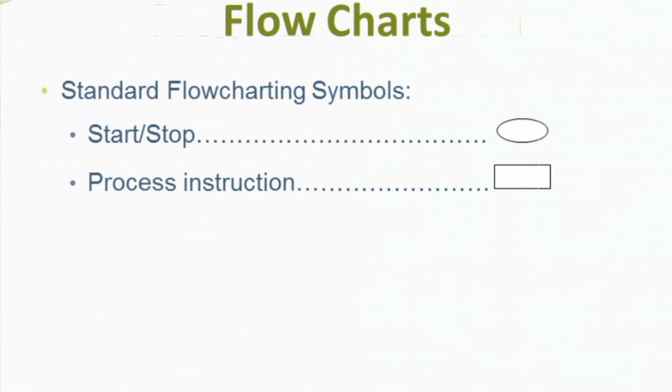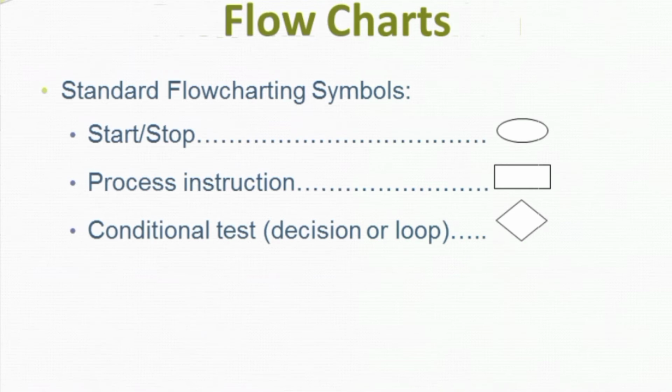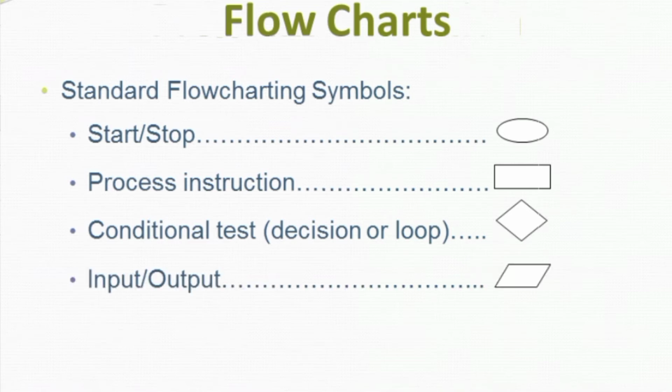We also have what is called a process instruction. So this is any step where you're going to be doing a computation or some type of process within your algorithm. We have what's called the conditional test. You would use this if you're doing a conditional structure like an if or a switch, or if you're using a loop. Anytime that you're asking a question, then you need to perform a different set of actions based on whatever the response to that question is.